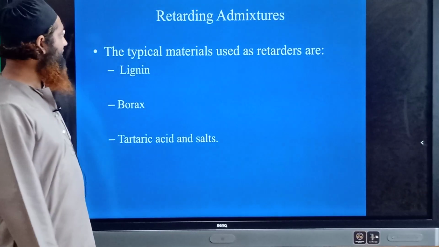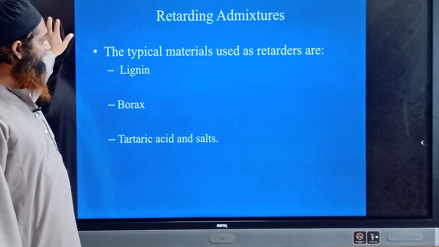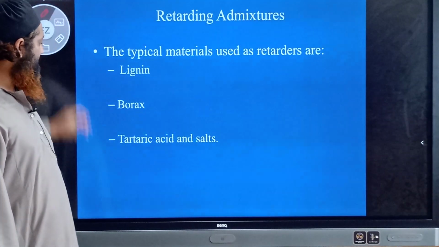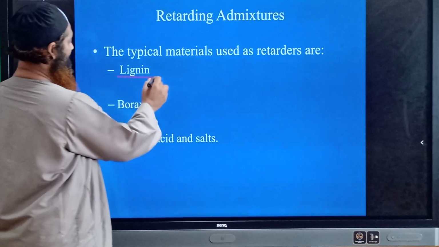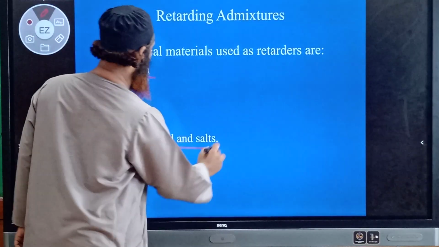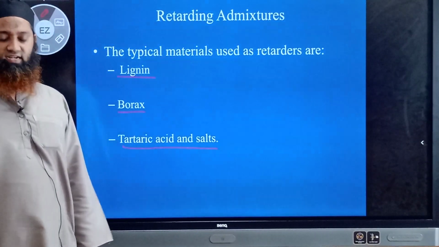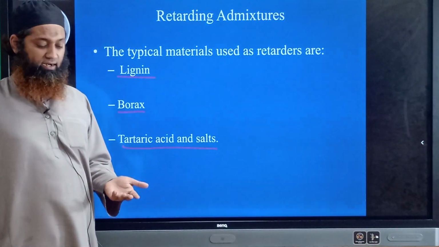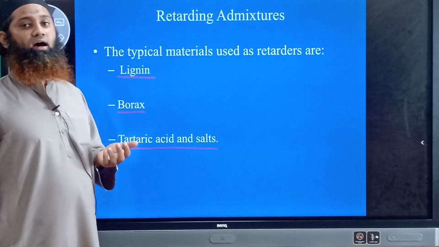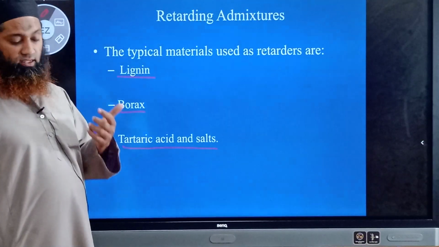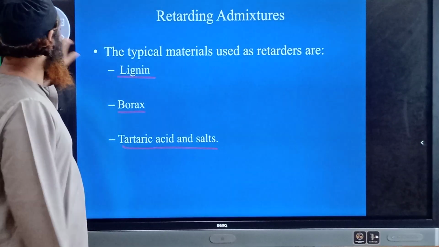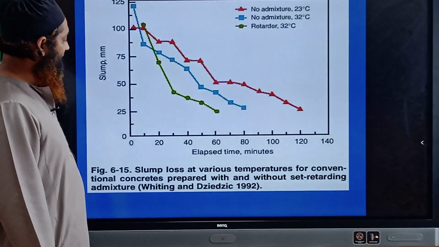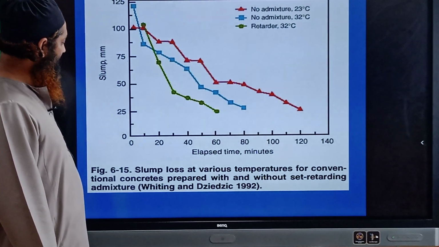Let us see retarding admixtures. What do they consist of? The typical materials used as retarders are lignin, borax, tartaric acid and salt. So these are the different materials which are used as retarders to reduce the setting time of concrete, to reduce the temperature of the concrete, and this type of retarding admixture is used in places where the temperature in that region is very high. You can just see how they perform when this retarding admixture is mixed into the concrete.